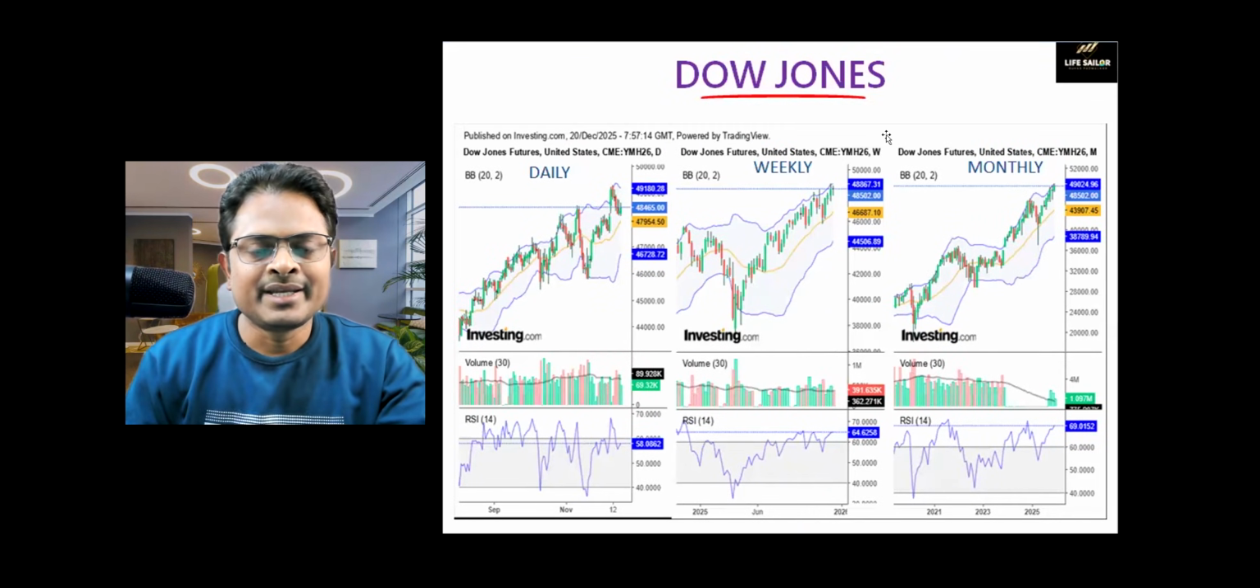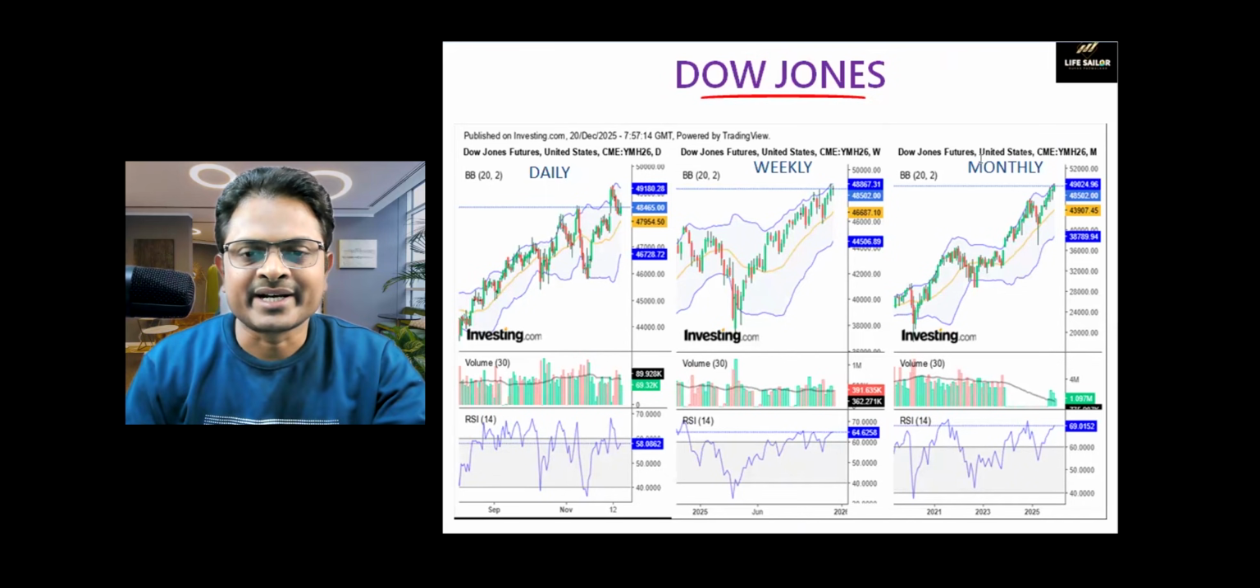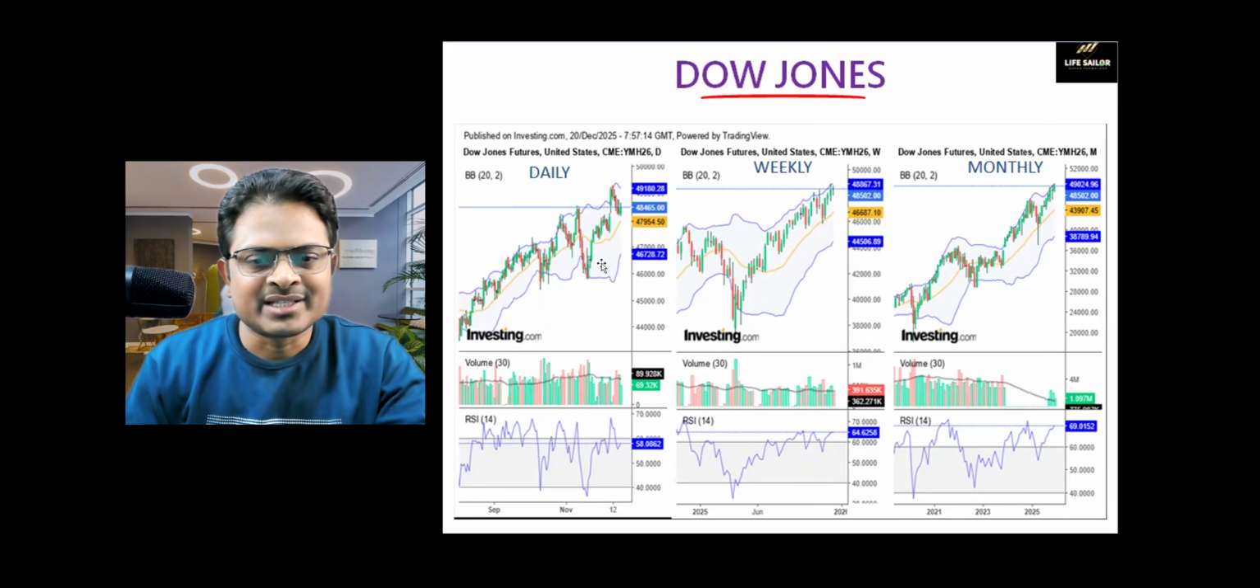So Dow Jones, here if you see all the RSIs, long term trend, mid term trend, weekly, monthly RSIs are above 60. Charts are looking good. Only the daily RSI is less than 60. But overall the undercurrent of the Dow Jones index is bullish only. Presently there is nothing to worry.